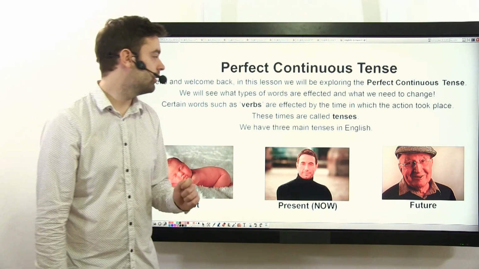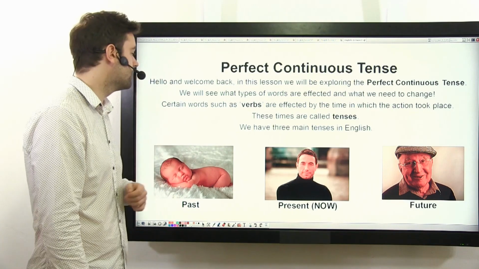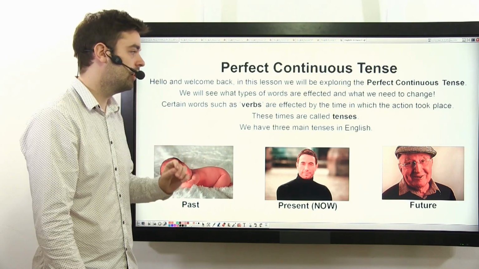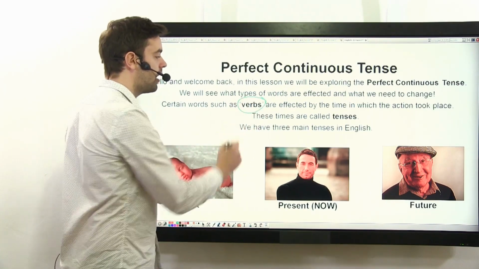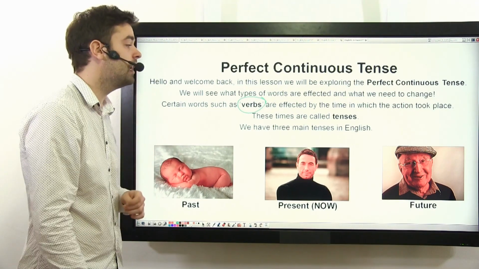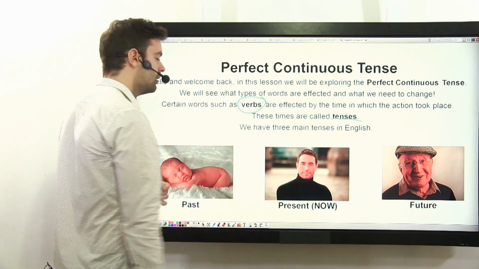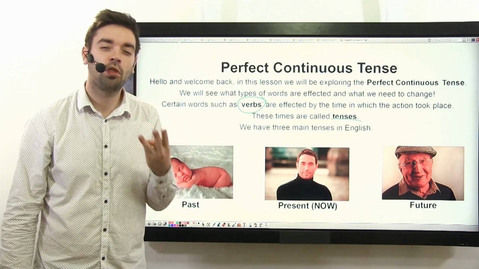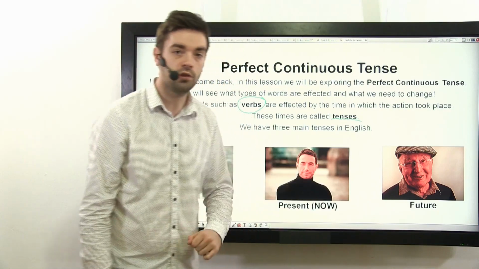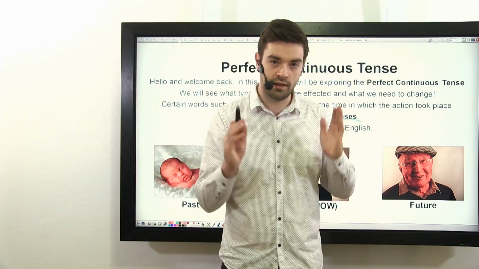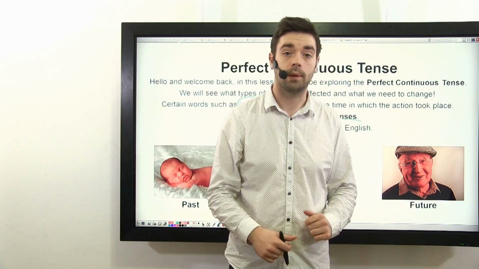Hello and welcome back. In this lesson, we will be exploring the perfect continuous tense. We will see what type of words are affected and what we need to change. Certain words, such as verbs, are affected by the time in which the action took place, and these times are called tenses. In English, we have three main tenses: the past, the present, and the future. So the present is now, the past has happened, and the future will happen.